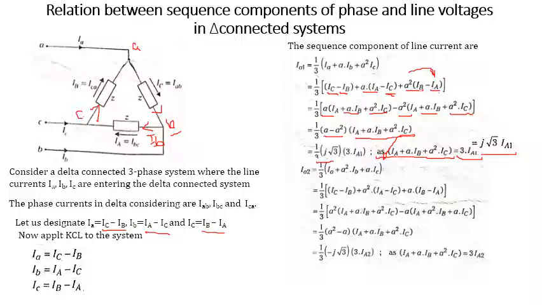Similarly for the negative sequence component of the line, IA2 can be written as 1 by 3 times of IA plus A square IB plus A into IC. So substitute this IA, IB and IC and do a simplification. Consider that A square is common for IA, so multiplied by IA. Similarly for IB, it is A into IB, already there is a square.